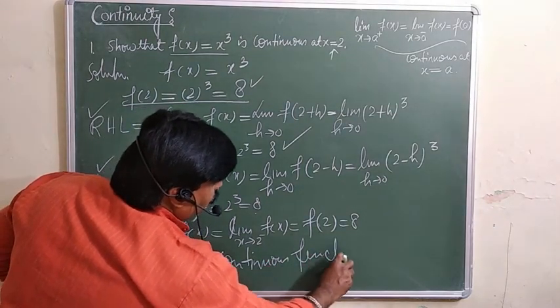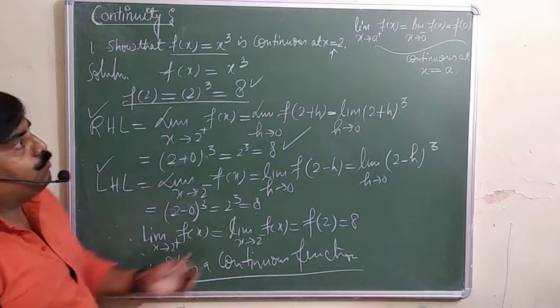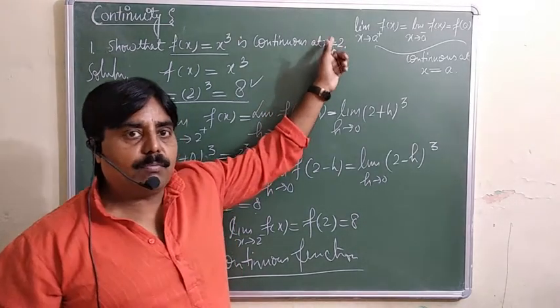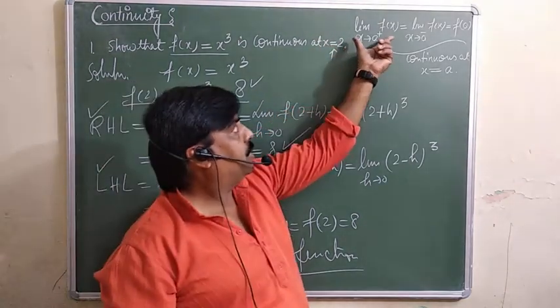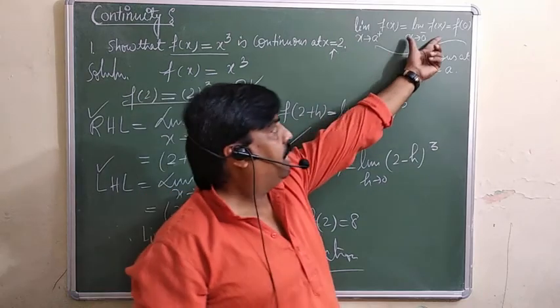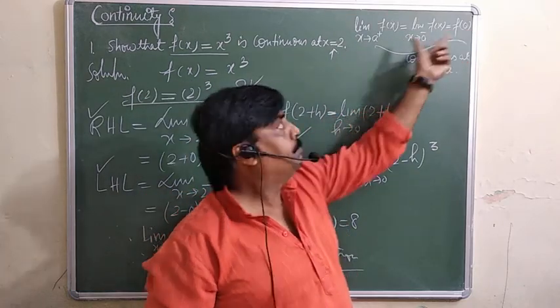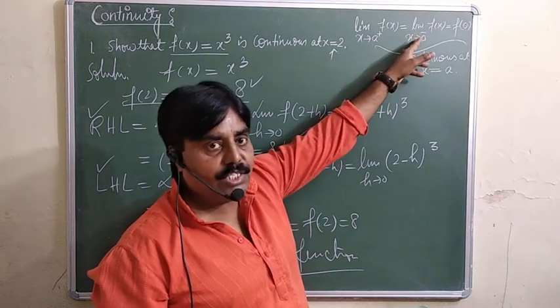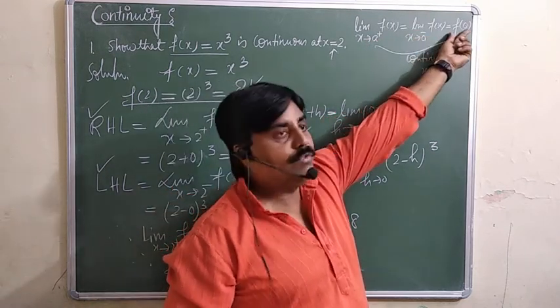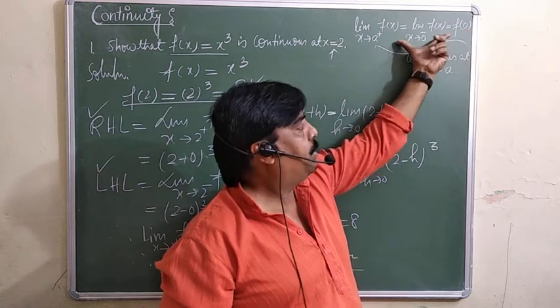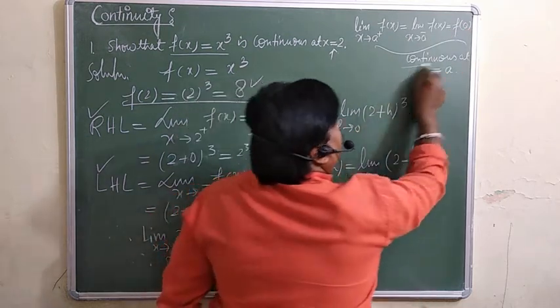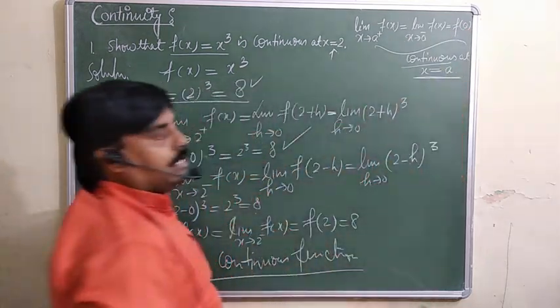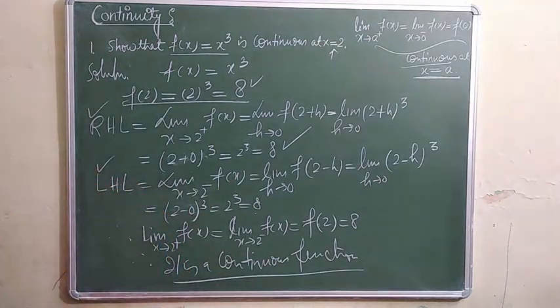So if you want to check whether any function is continuous at a particular point or not, you have to calculate the right hand limit, the left hand limit, and the value at that point. If the right hand and left hand limits come out equal, then the limit exists, and if it is equal to the value of the function itself at the point, then you can say the function is continuous at that particular point. Have a look.